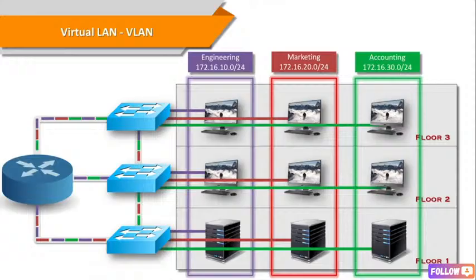VLAN is an important topic, and it should be included in this course. But why did I put it in this section, the data link layer? Yes, because VLAN is partitioned and isolated in a computer network at the data link layer. Very good. Let's get into that.